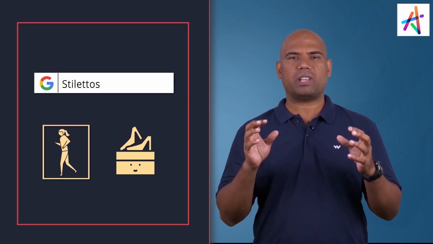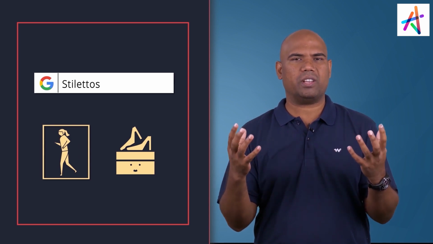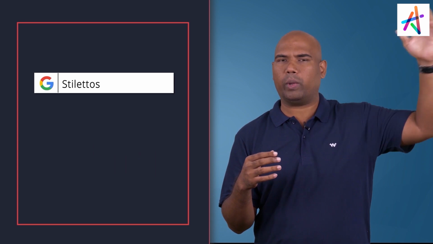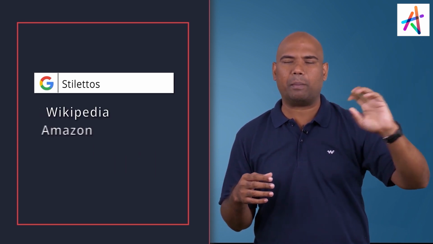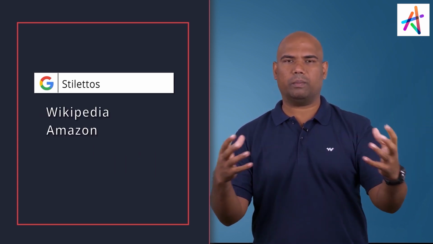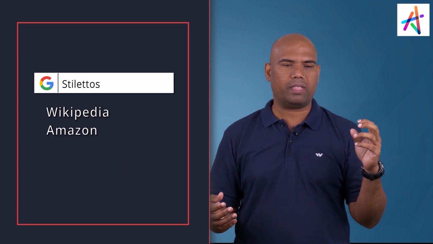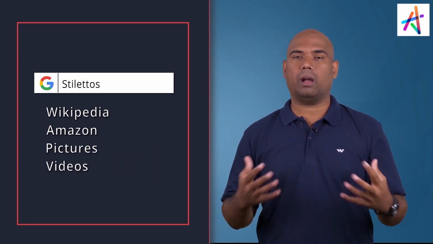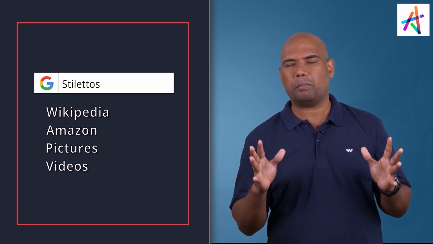So when you just type in stilettos, Google doesn't understand. So it's going to show all kinds of results. It's going to throw up a Wikipedia page, maybe an Amazon website with stilettos, and then a couple of pictures, or maybe even a video of a girl wearing the stilettos. But the point here is that Google is unsure, and therefore it's going to show mixed results, hoping that one of them is what the user is looking for.